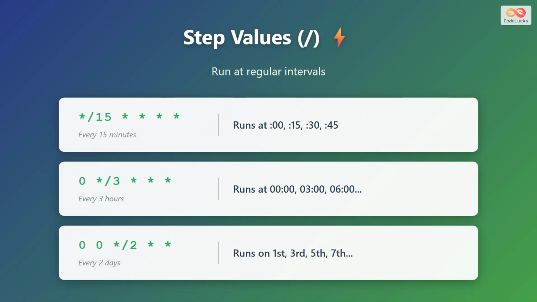Step values using the slash character let you run jobs at regular intervals. */15 * * * * runs every 15 minutes, executing at 0, 15, 30, and 45 minutes past each hour. 0 */3 * * * runs every 3 hours, executing at midnight, 3 a.m., 6 a.m., and so on. 0 0 */2 * * runs every 2 days at midnight, executing on the 1st, 3rd, 5th, 7th day of the month, and so on. Step values are perfect for creating evenly spaced recurring schedules.